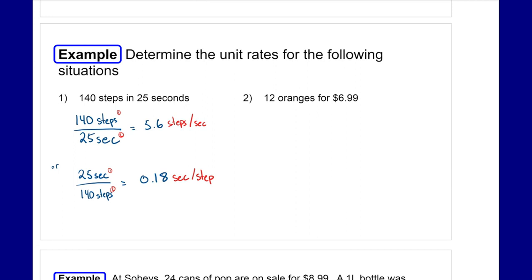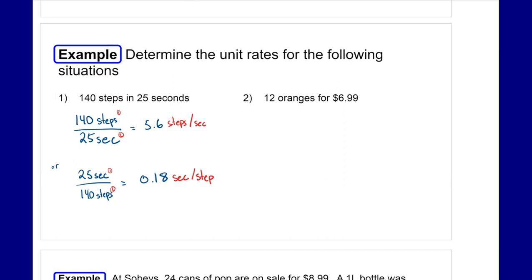It's a different value, but which one's correct? Well, in this case, they're both correct. They're both unit rates. They're just different points of view. The first one is telling us how many steps we're taking per second. The second one is telling us how many seconds it takes us to do each step. So it's the same information from a different viewpoint. Both are right. Obviously, there might be one that's more common than the other, so usually we see this one more, but that doesn't mean the other is incorrect.